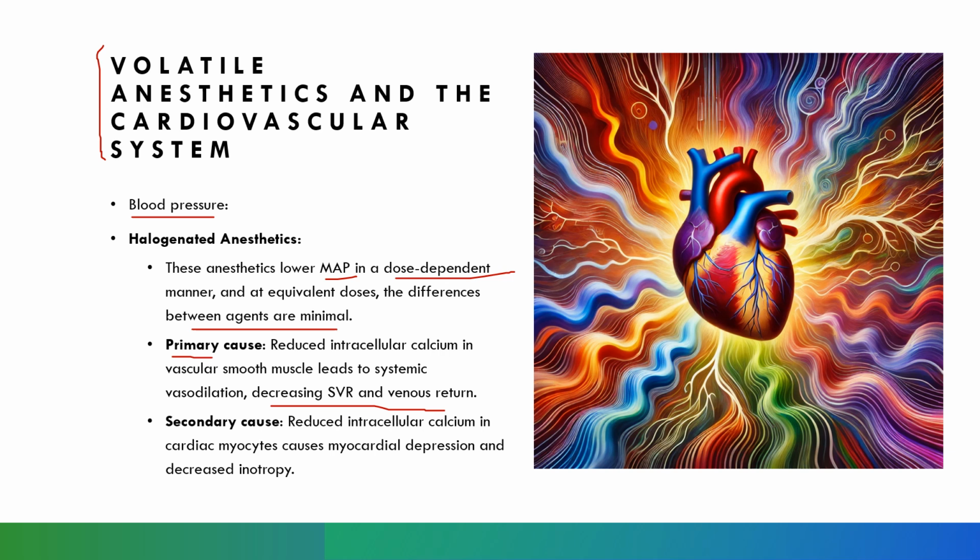Secondary cause is reduced intracellular calcium in the cardiac myocytes, which causes myocardial depression and decreased inotropy. All right, makes sense. We get cardiac instability and disorganized rhythms when we have alterations in our calcium levels. We give calcium chloride in code type situations, calcium gluconate to somebody who maybe has a low potassium, or when we want to stabilize that cardiac membrane, right?